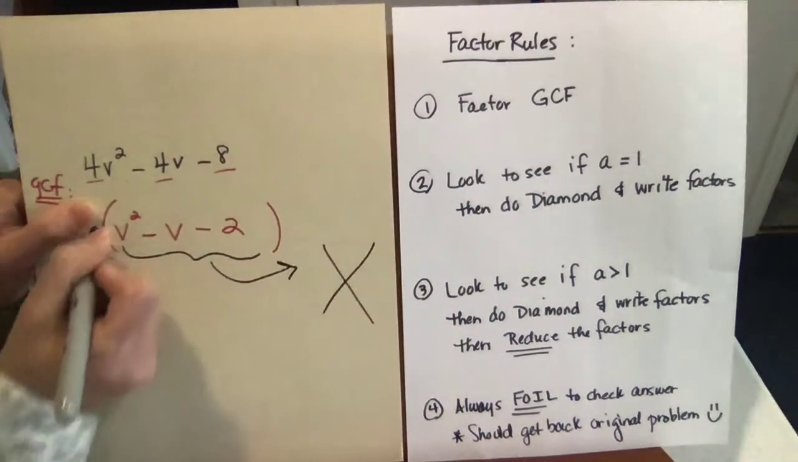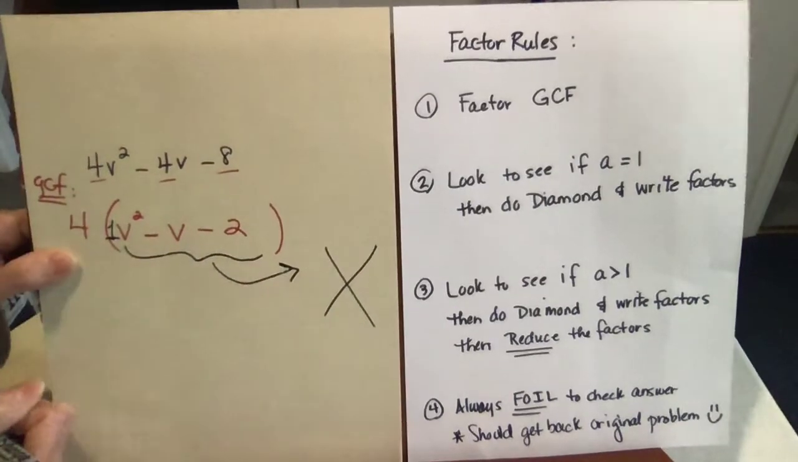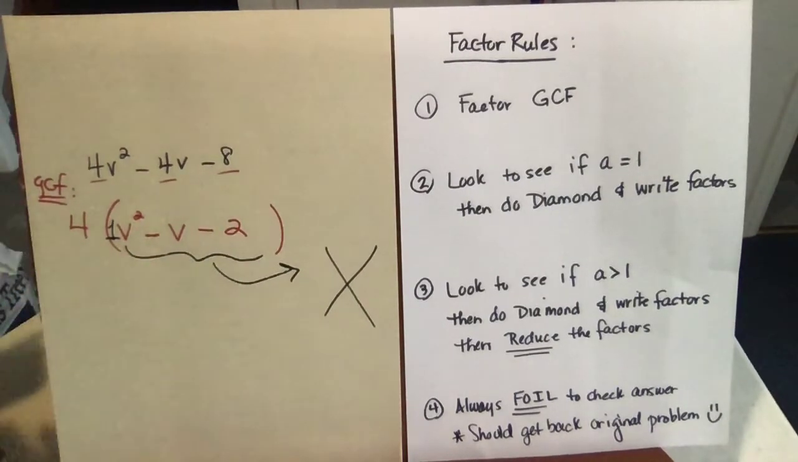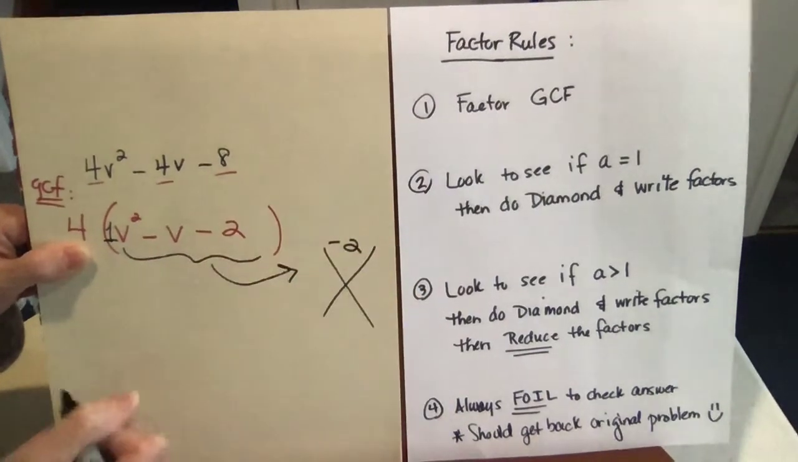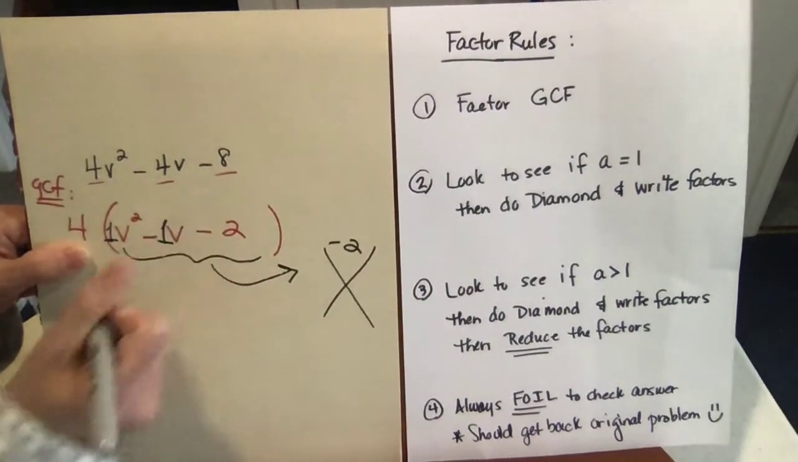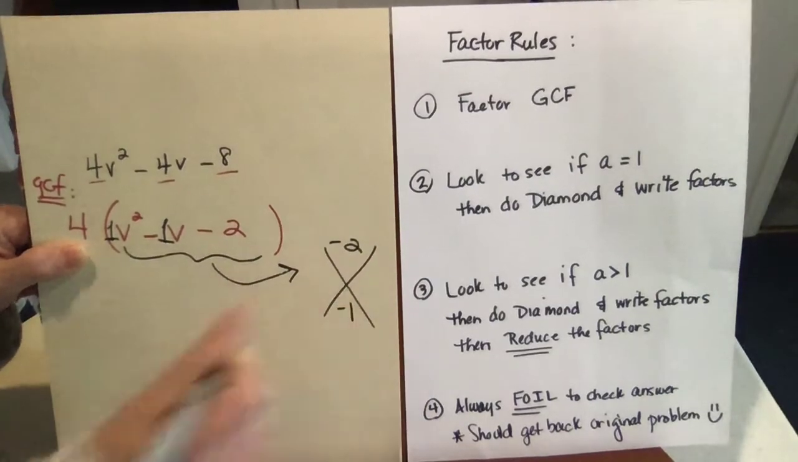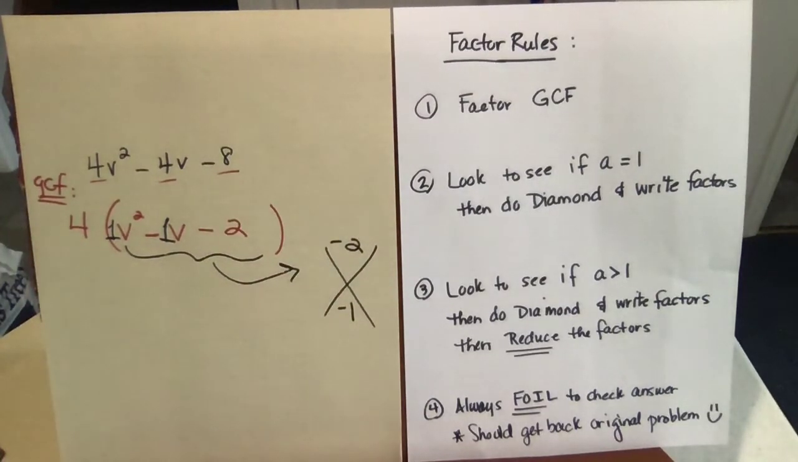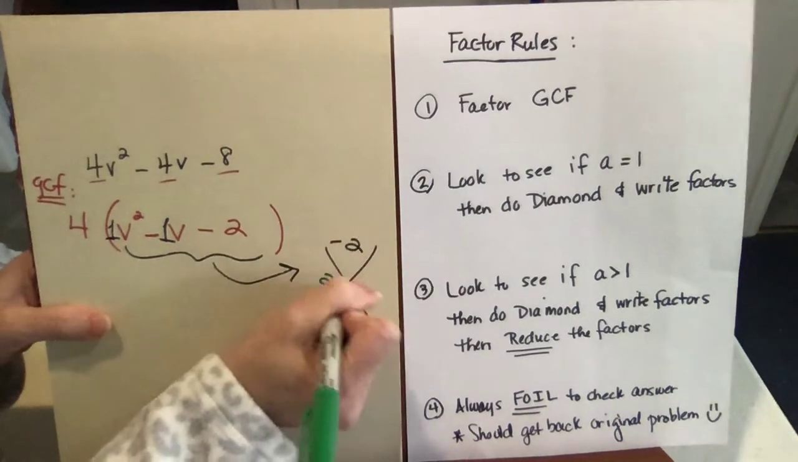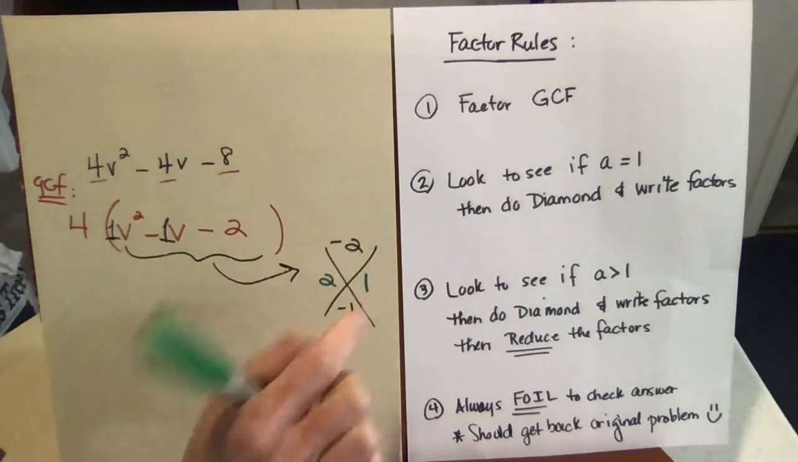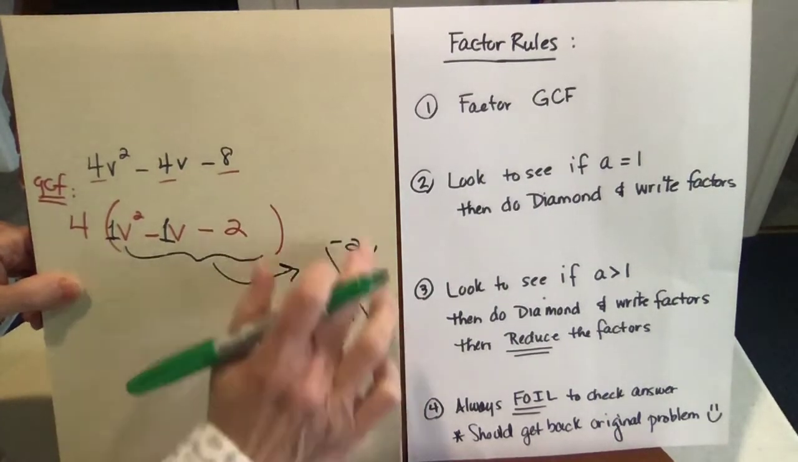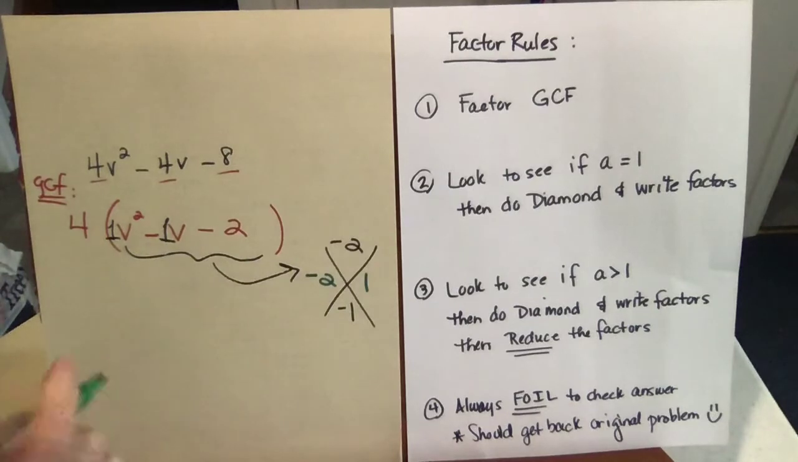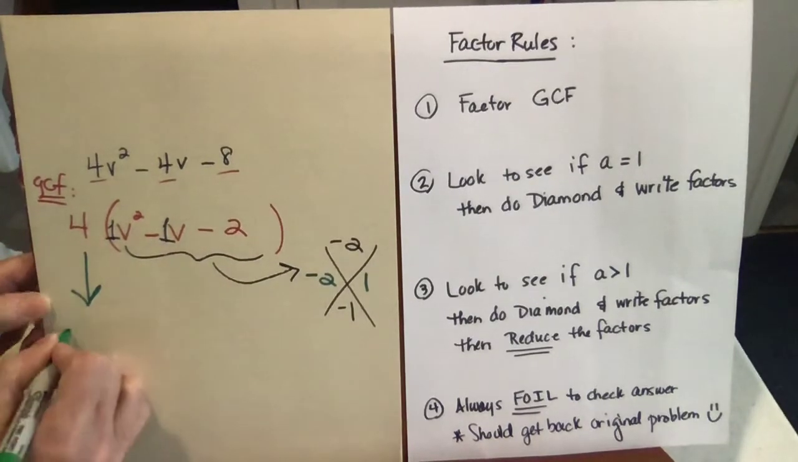So our diamond is the 1 in front here of our v squared. Our 4 is outside the entire quantity. 1 times negative 2 is negative 2. This is a negative 1 in front of that v, so negative 1 goes down here. Factors of 2 that can add to 1 would be 2 and 1. We need a negative on the 2, so we need more negatives than positives, and negative 2 times 1 is negative 2.